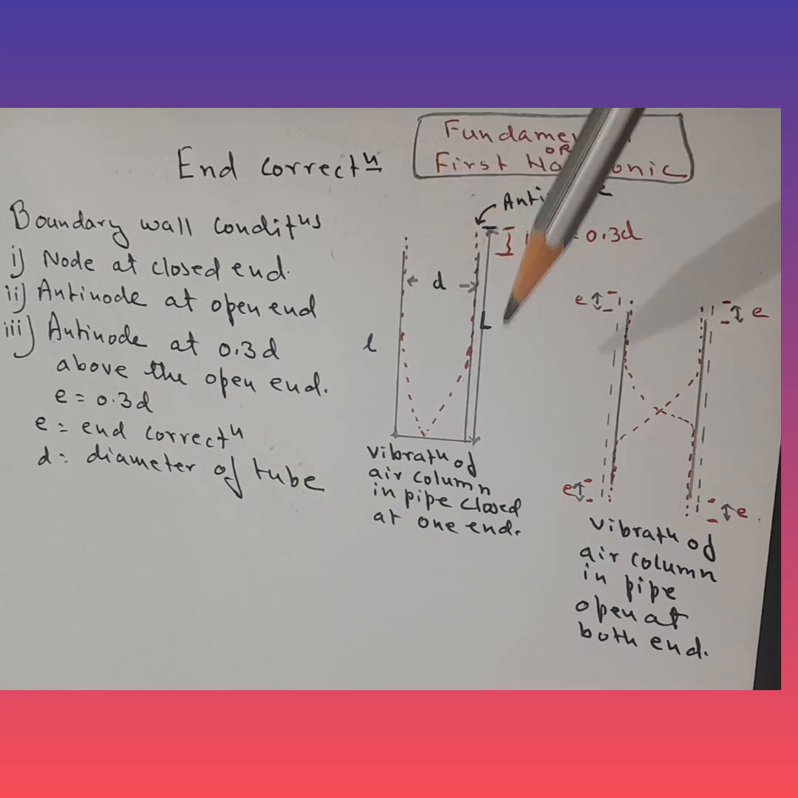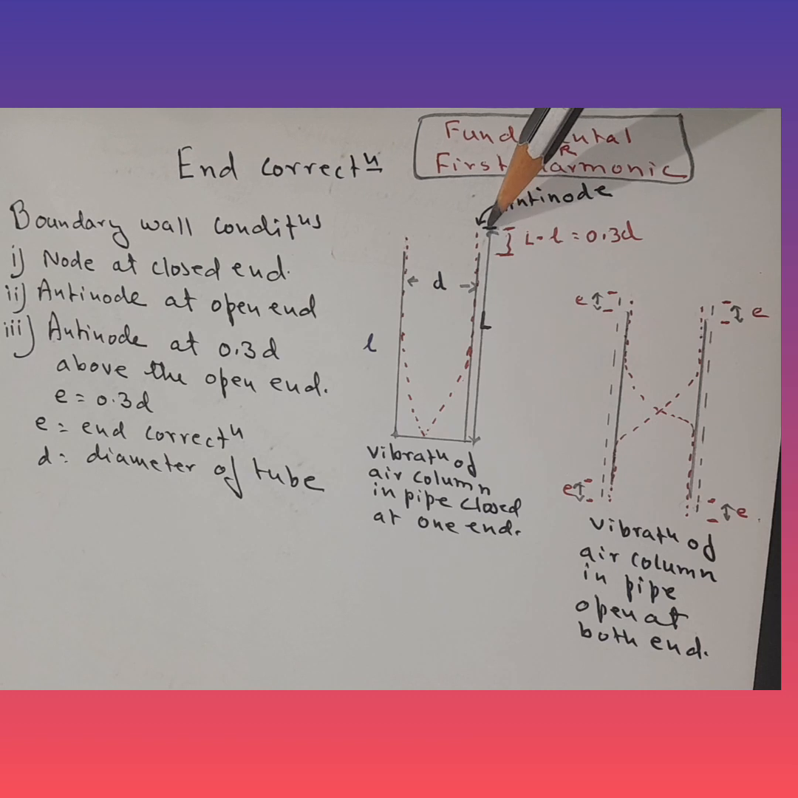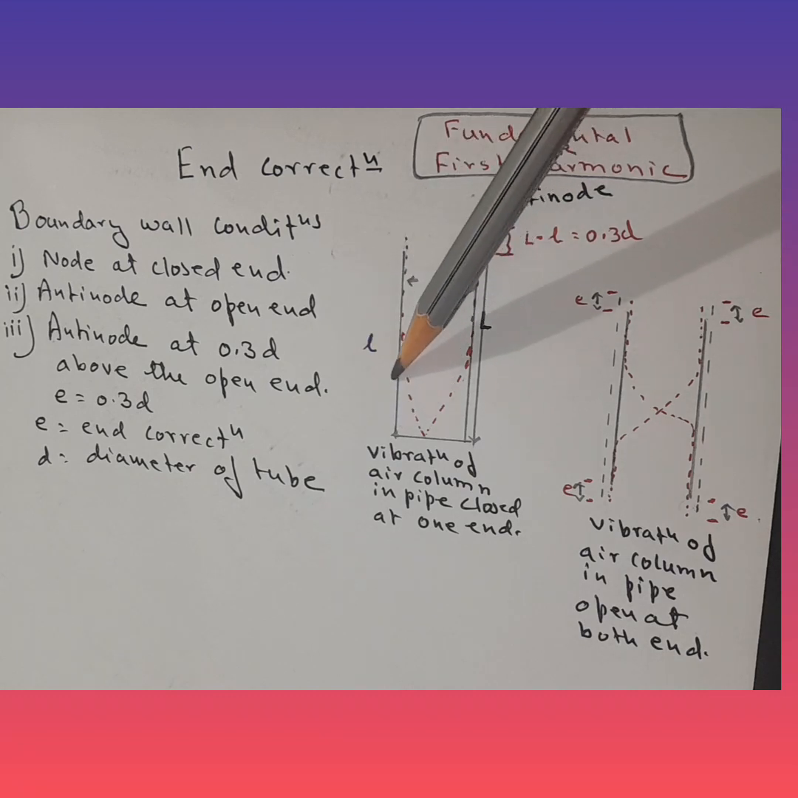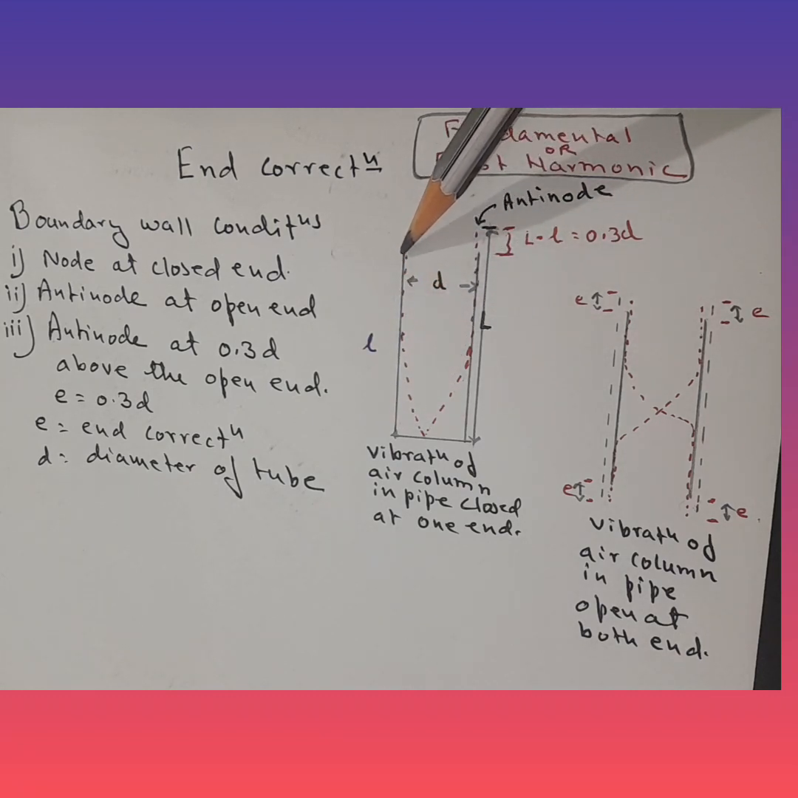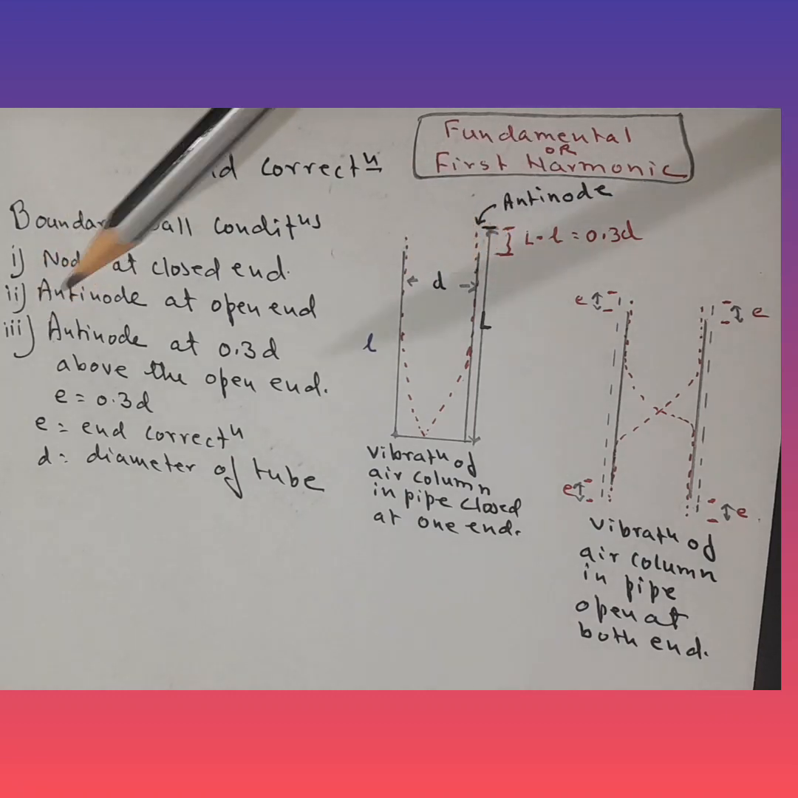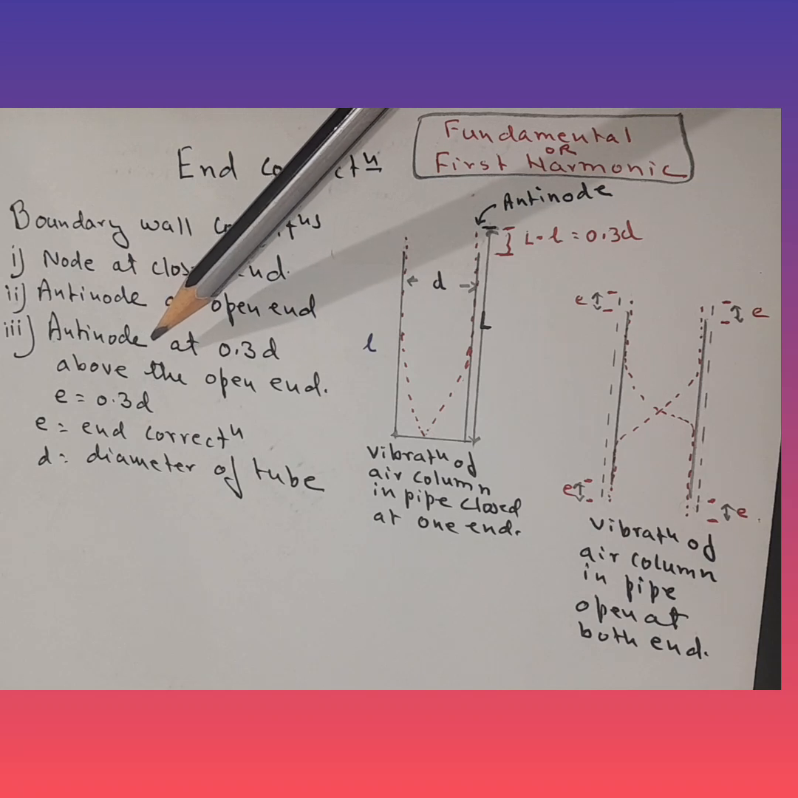Now if we assume capital L to be the length at which the antinode ends, and small l is the length at which the pipe ends, the difference between L and l would be 0.3D. And what is this D? D is diameter of the pipe. Alright, so that correction has to be applied in all the formulae that we had seen so far.